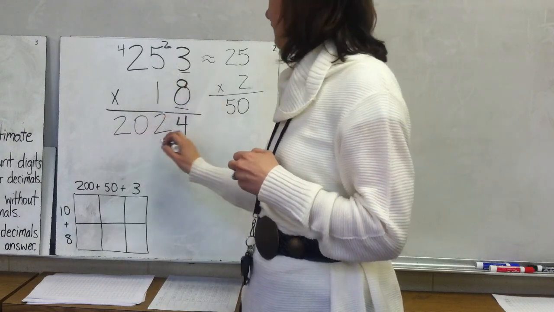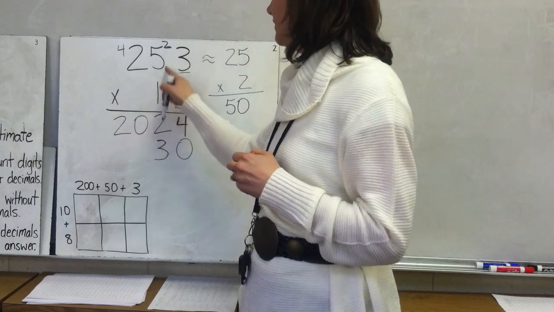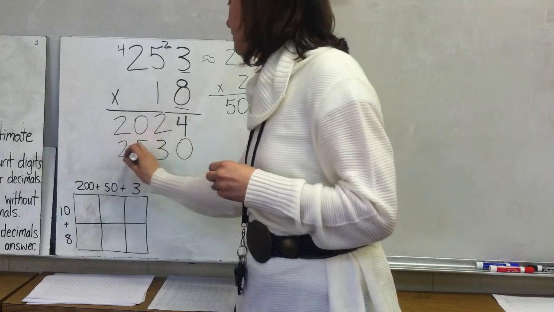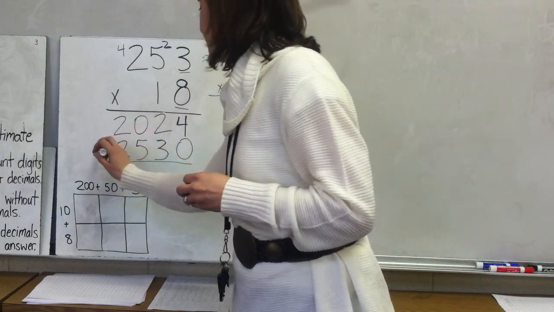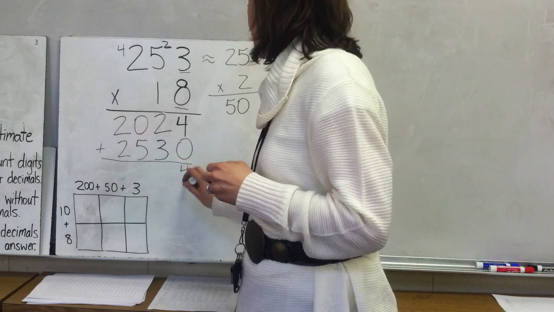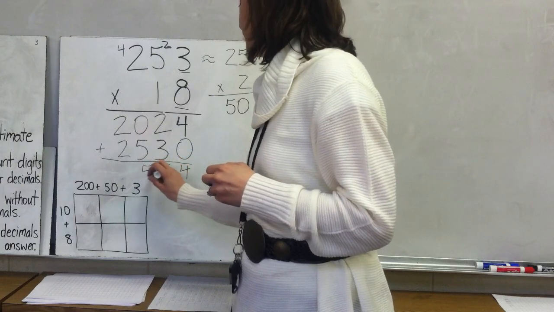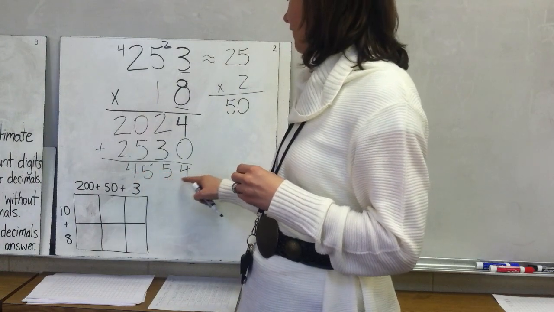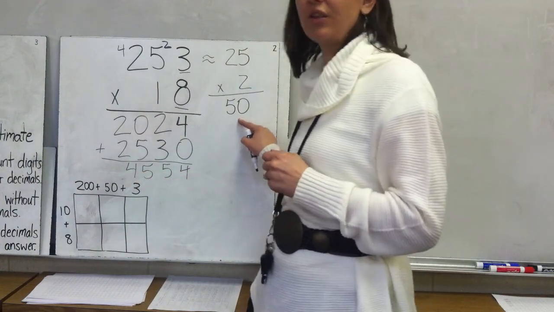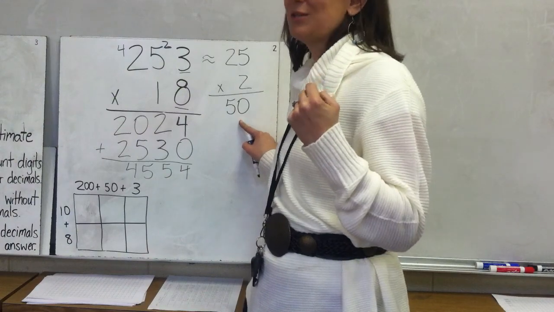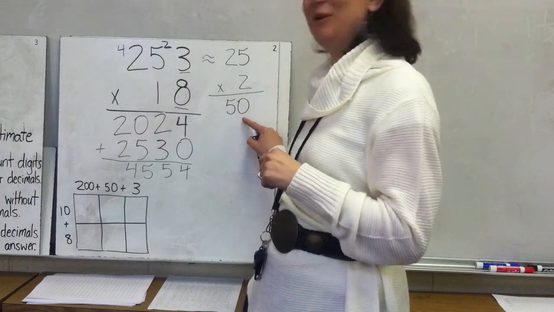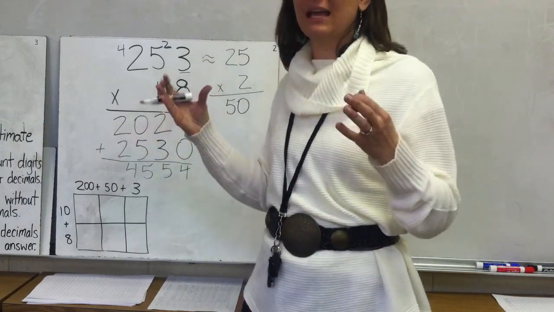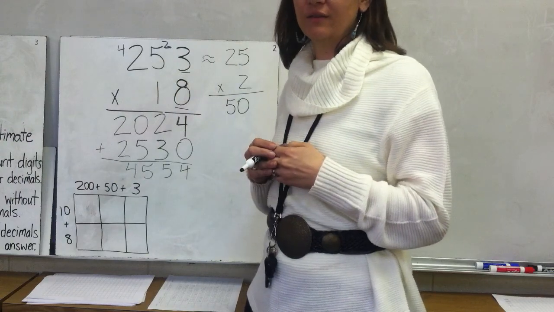1 times 3 is 3. 1 times 5 is 5. 1 times 2 is 2. And I'm going to get my answer by adding this. This is 4, this is 5, this is 5, and this is 4. So I have these numbers, 4, 5, 5, 4. And I know I have to get an answer that's close to 20. Oh, excuse me. That's close to 50. In this case, where could I put my decimal that would make it about 50?